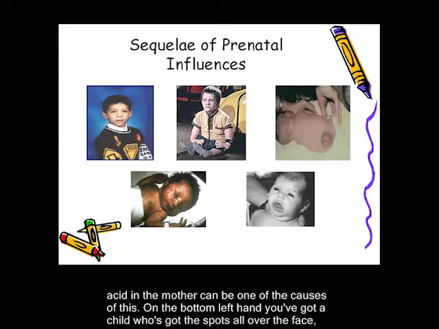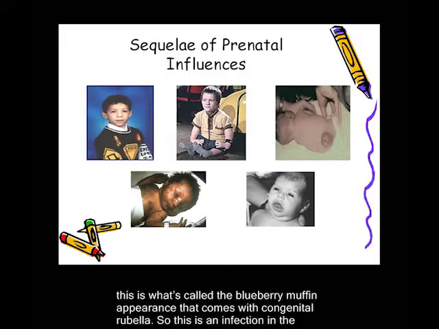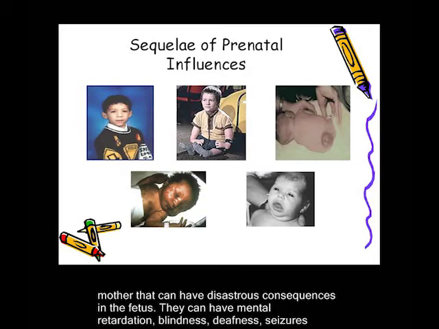On the bottom left hand, you've got a child who's got these spots all over the face. This is what's called a blueberry muffin appearance that comes with a congenital rubella. So this is an infection in a mother that can have disastrous consequences in the fetus. You can have mental retardation, blindness, deafness, seizures, etc.